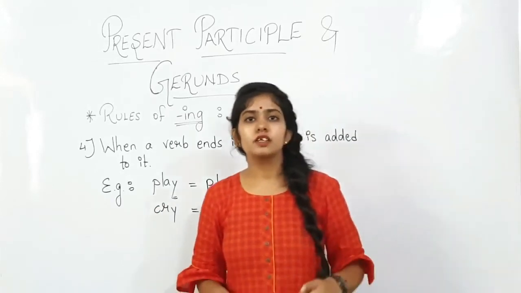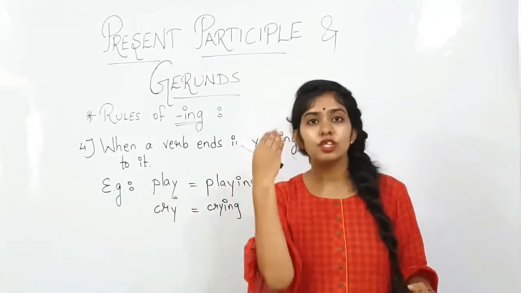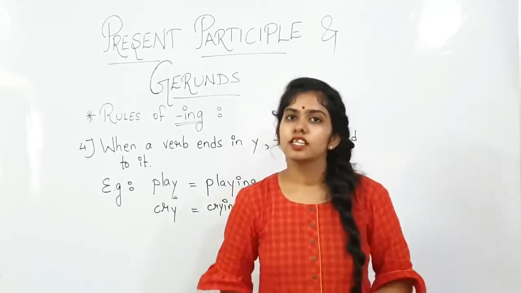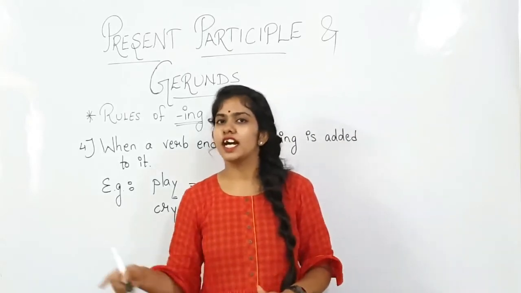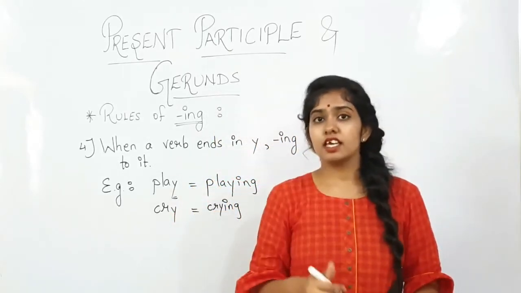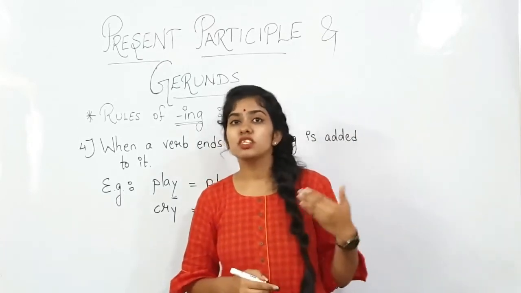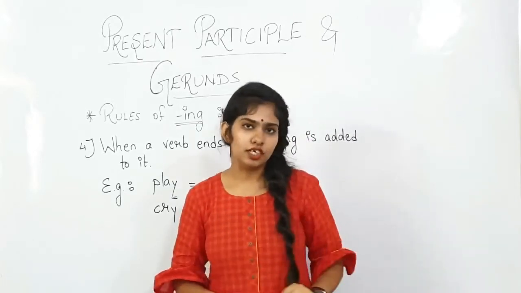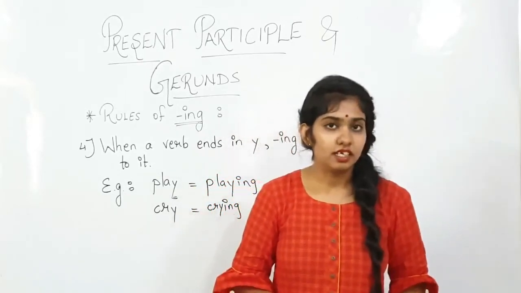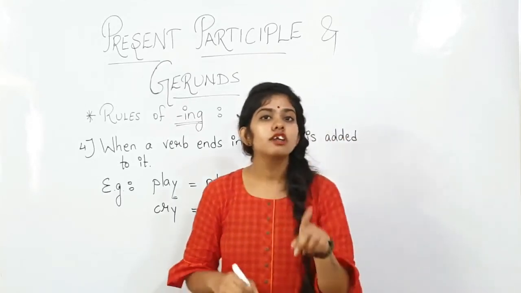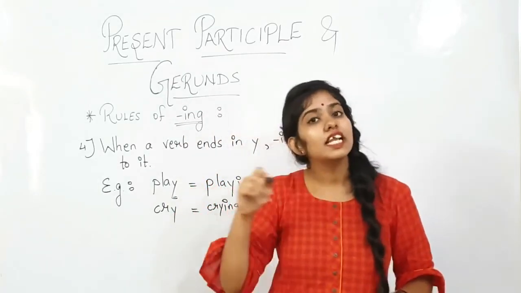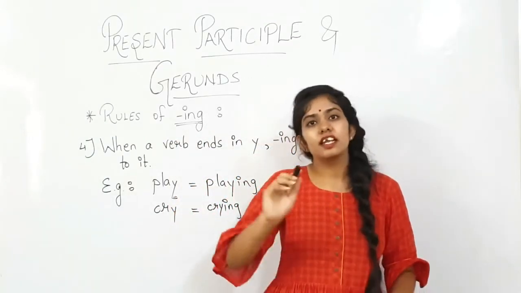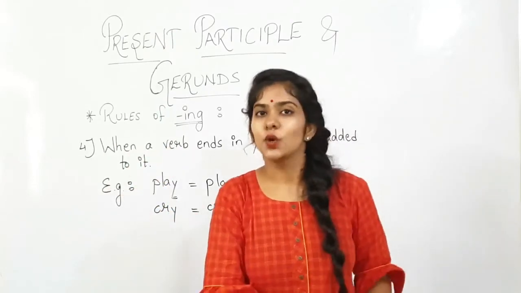In the first rule, when the word is ending with e, but the e is silent in that word, then we are dropping the e and adding ing, right? In the second rule, when the word is ending with e, but the e is not silent in that word, then in that case we are not dropping the e, we will directly add ing without cutting the e, to that word.